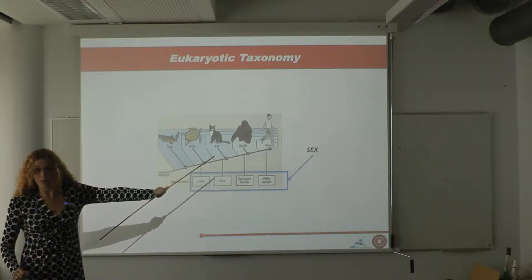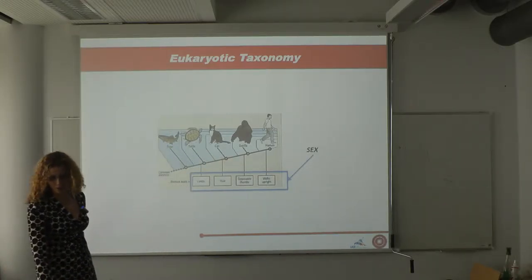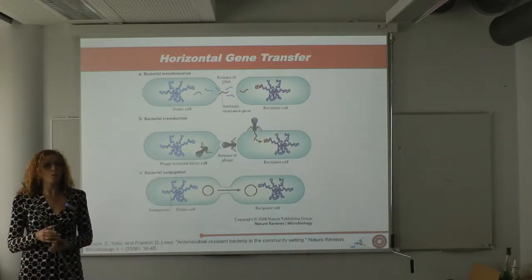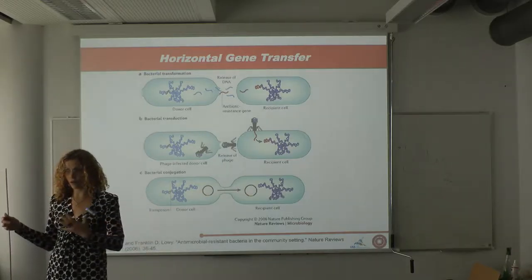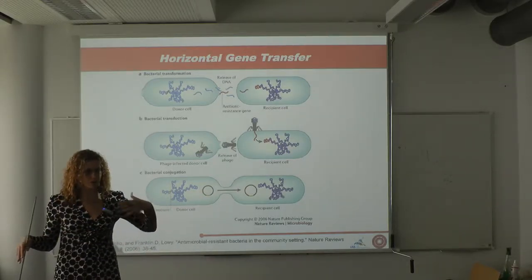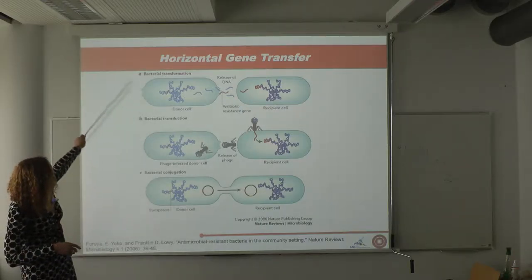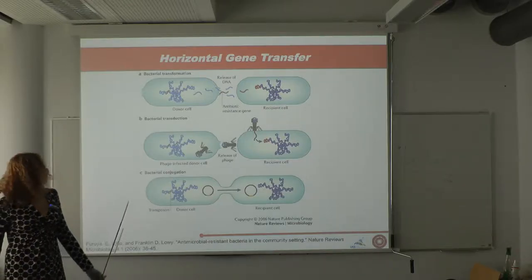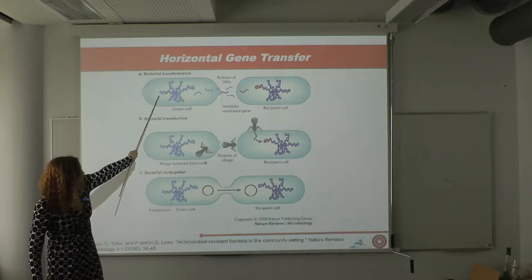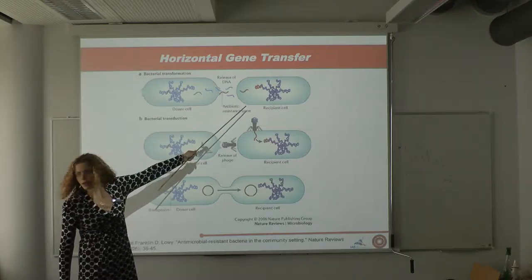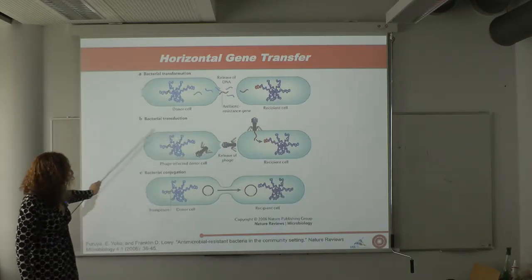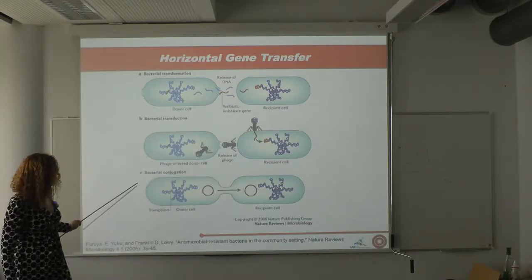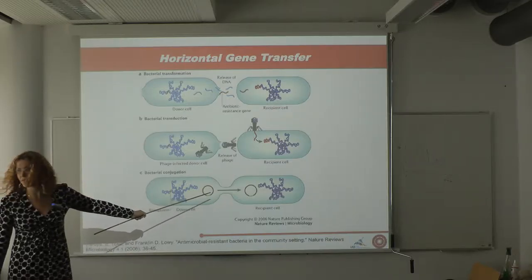Eukaryotes reproduce via sex, right? And bacteria are asexual, right? So they divide, and the way that they get additional genes is by a whole bunch of ways of horizontal gene transfer. You can have transformation, where one cell is releasing DNA that's inserting into another cell. You can have transduction via some outside factors. And you can have bacterial conjugation, which some people think of as sex, which it is not.